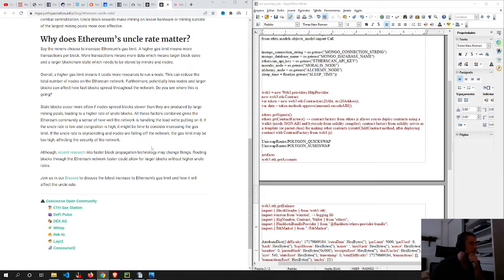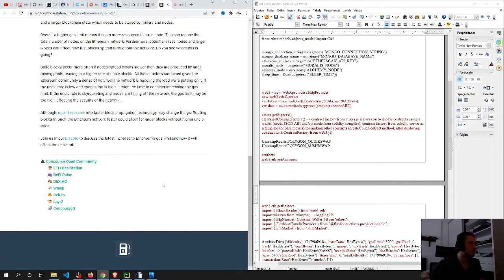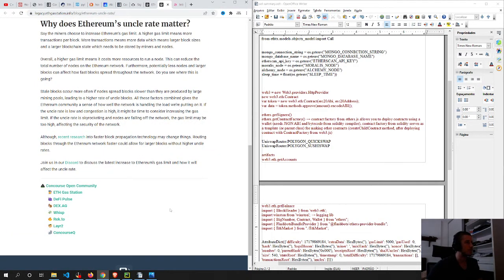Furthermore, potentially fewer nodes and larger blocks can affect how fast blocks spread throughout the network. Stale blocks occur more often if nodes spread blocks slower than they are produced by large mining pools, leading to a higher rate of uncle blocks. Let me see if I understand this part. So they occur more often if nodes spread blocks slower than they are produced by large mining pools.